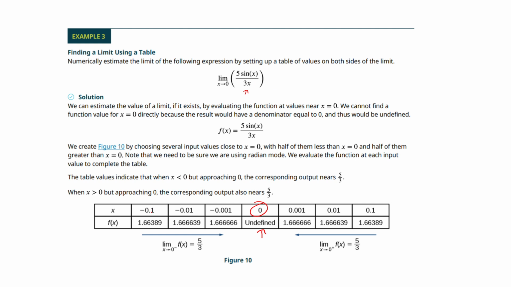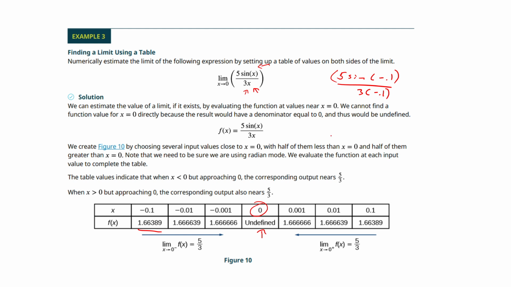Now, look what happens as we just simply crunch those numbers. I would put in negative 0.1 for x, both here and here, and I would just crunch this on my calculator. So just to make sure you're with me, 5 sine of negative 0.1 divided by 3 times negative 0.1. Now be careful how you do your brackets or parentheses on everything. If you're doing this in one shot on a TI-84 or whatever, be careful. You've got to make sure you're dividing the right things. But if you crunch that, the value is 1.66389.